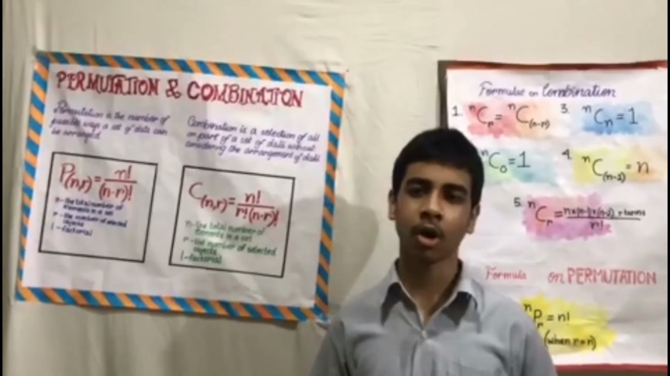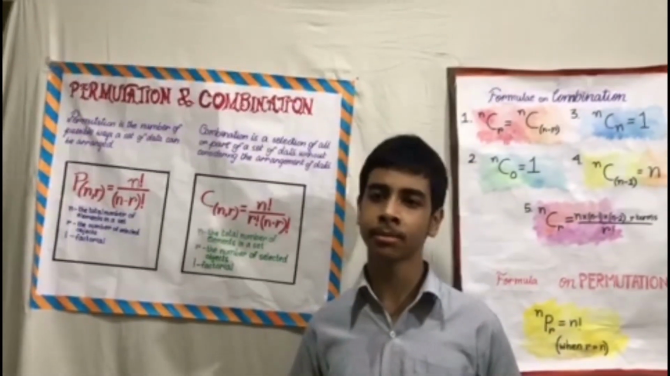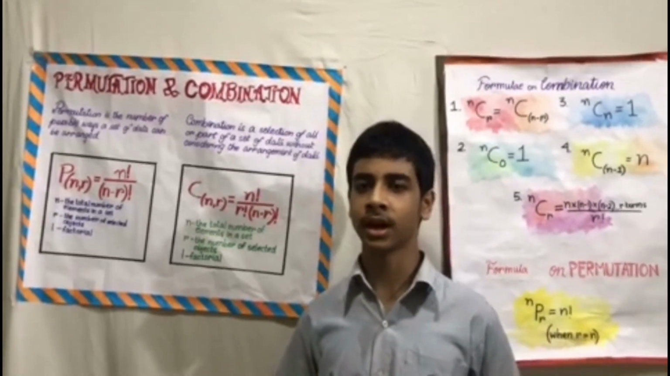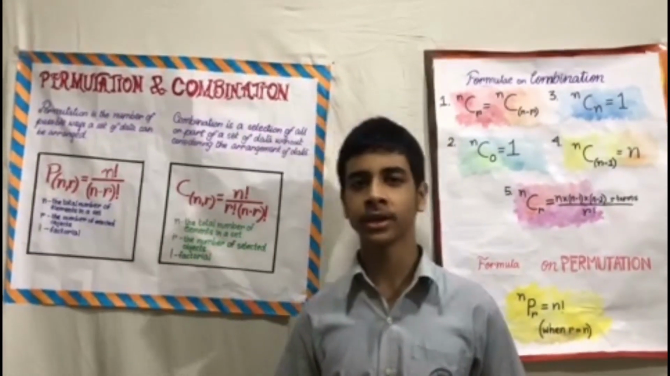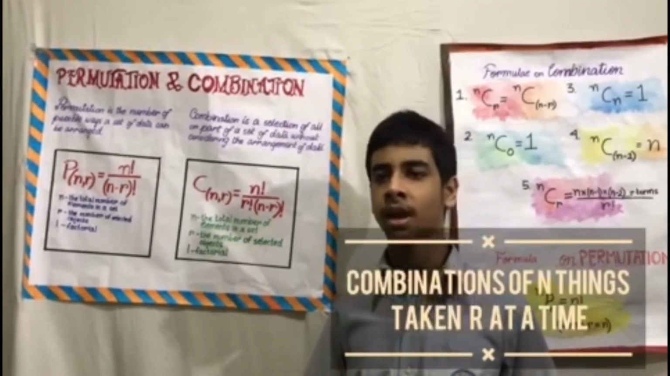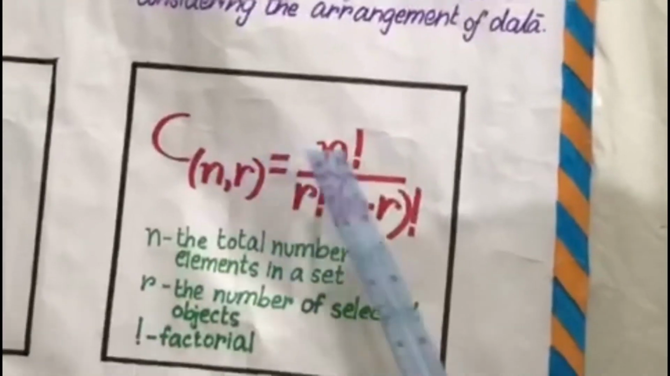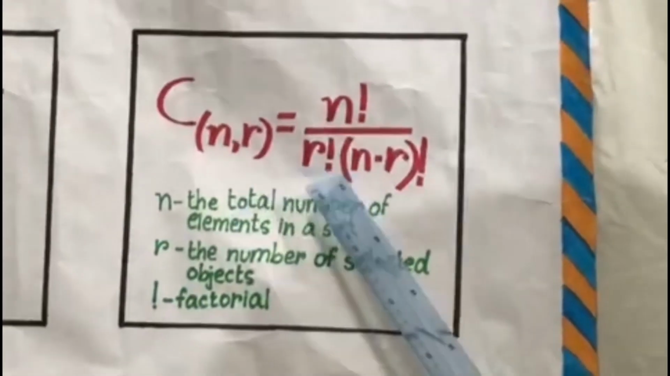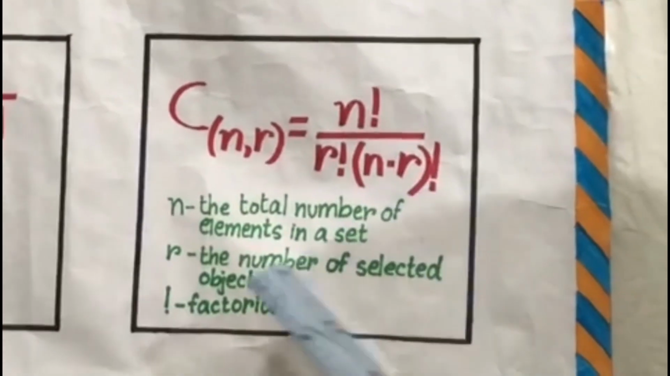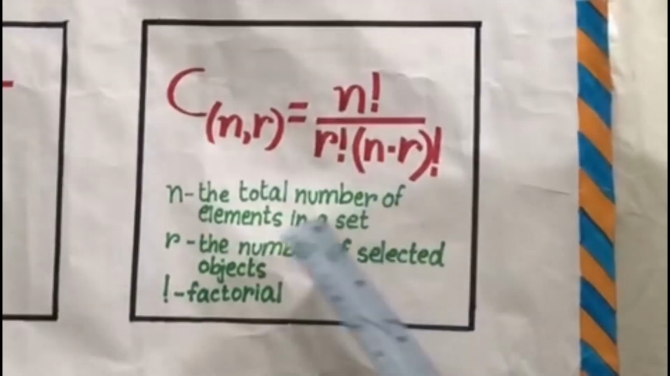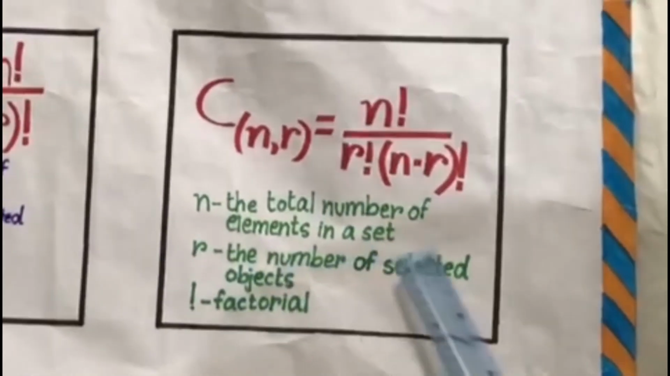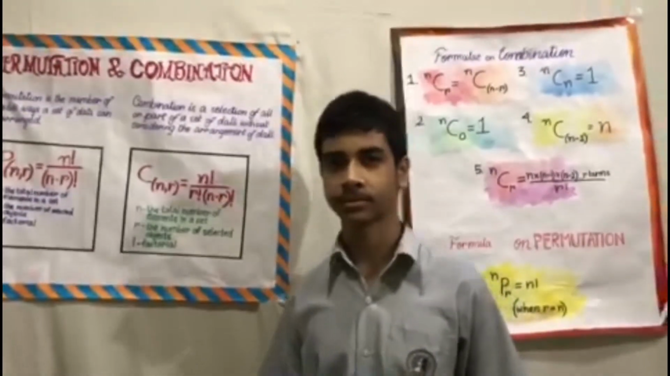On the contrary, combination is the selection of the same members of a set where order is disregarded. Let us look at the formula to find out combinations of n things taken r at a time, which is equal to n factorial divided by r factorial into n minus r factorial, where n is the total number of elements in a set and r is the number of selected objects.